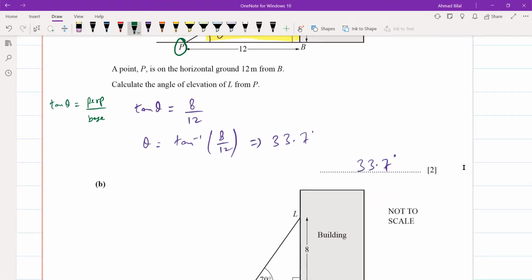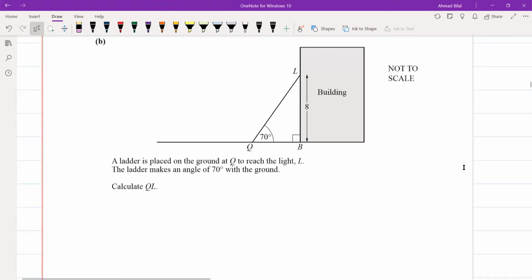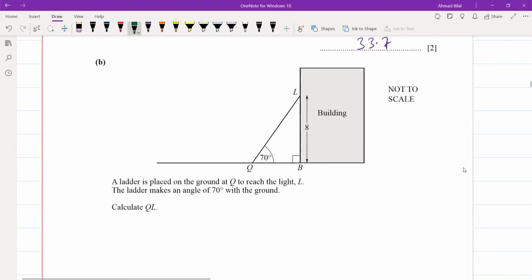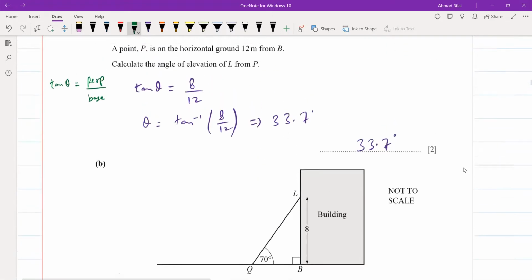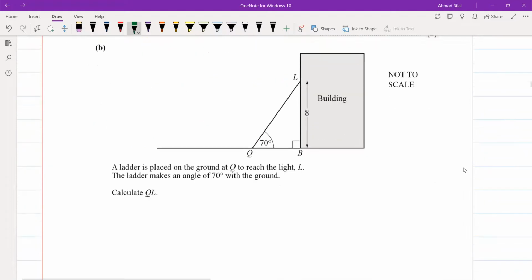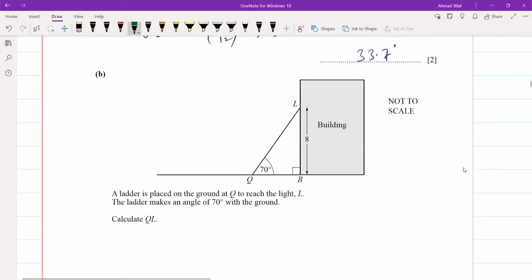What does it say? It says a ladder is placed on the ground at Q to reach the light L. अच्छा. अब ऊपर जो था उसी बिल्डिंग में हमारे पास जो ये हाइट 8 थी उस लाइट की, अब अपने एक लैडर प्लेस किया है इस पॉइंट Q के ऊपर to reach that light. Now the ladder makes an angle of 70 degrees with the ground. Calculate the length QL. QL आपसे पूछ रहा है.